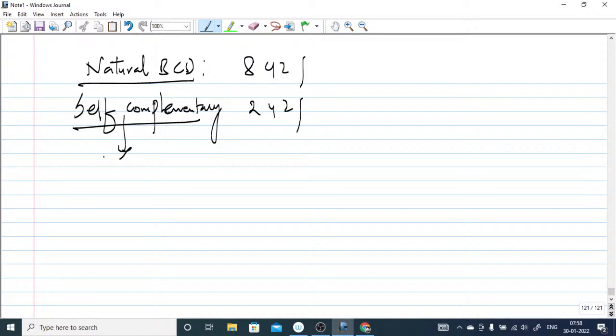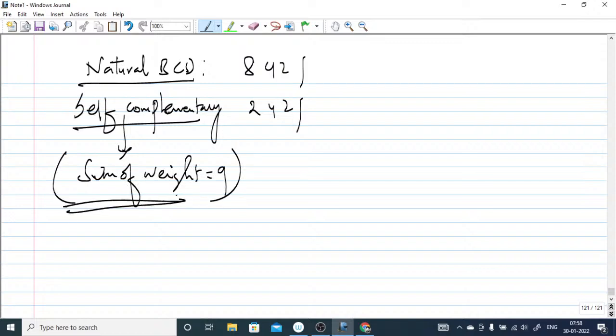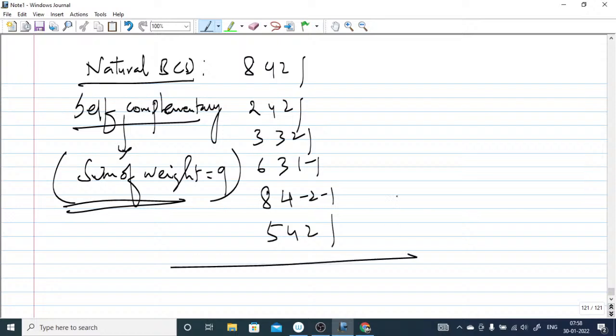What are the codes which can be said to be self-complementary codes? The sum of weights should be 9, always keep this in mind. If the sum of weights is 9, then you can say they are self-complementary codes. Yes: 2421, 3321, 631-1, and 84-2-1, 5421. These are the codes.